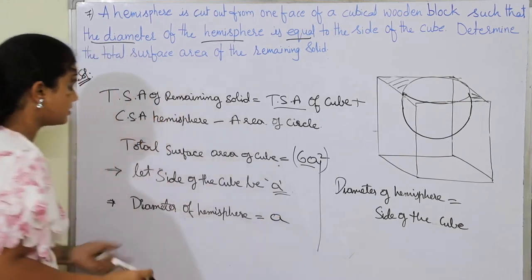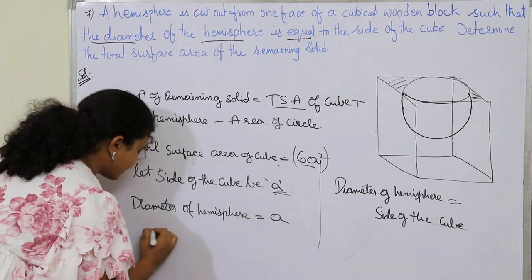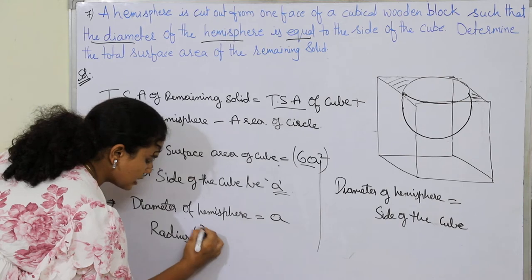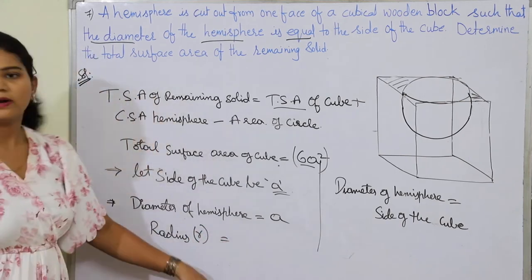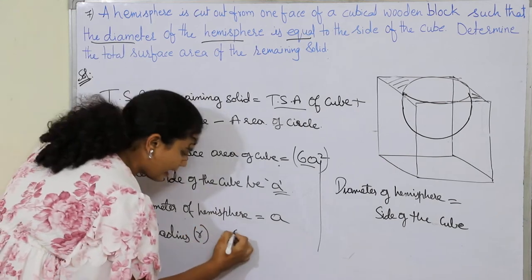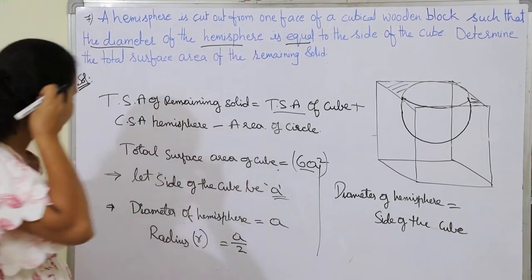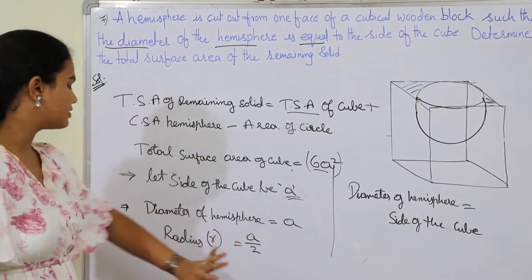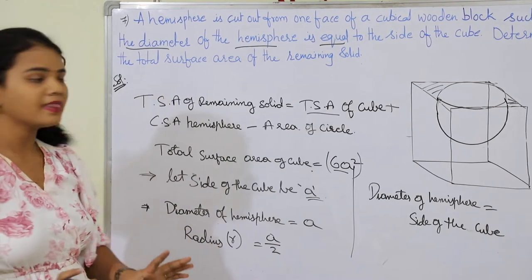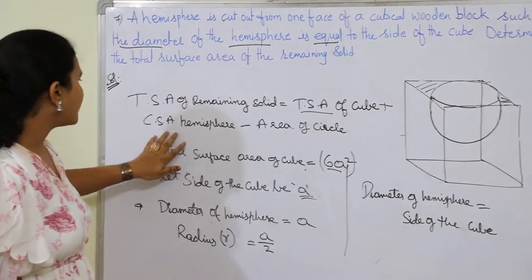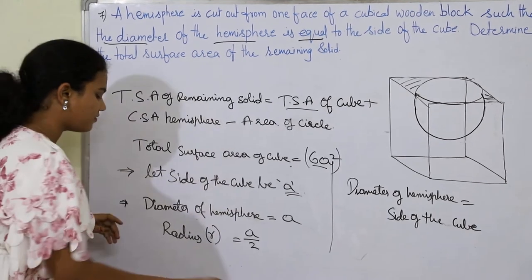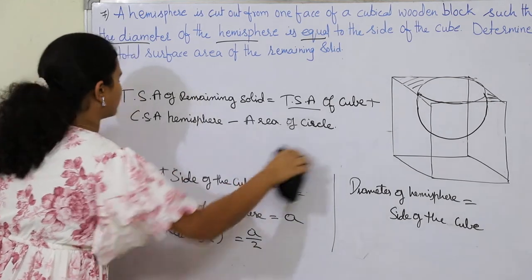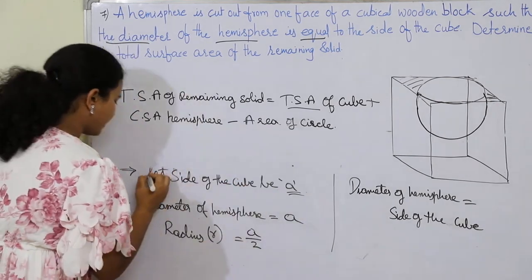Then what will the radius of the hemisphere be? Radius is usually represented by R. So radius R equals D by 2, diameter by 2, where diameter equals A, so I can write A by 2. So the radius equals A by 2 and the diameter of the hemisphere equals A. Now you have the curved surface area of the hemisphere. The CSA of a hemisphere formula is what? Now just substitute this value in the curved surface area of the hemisphere.